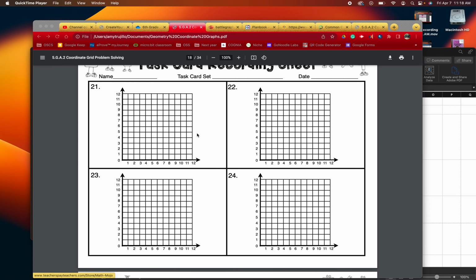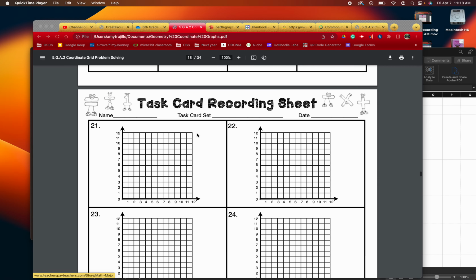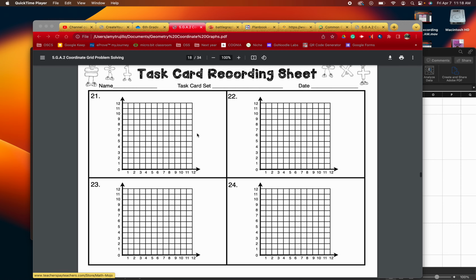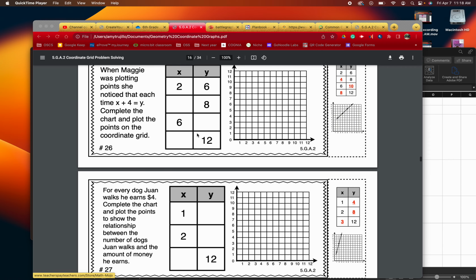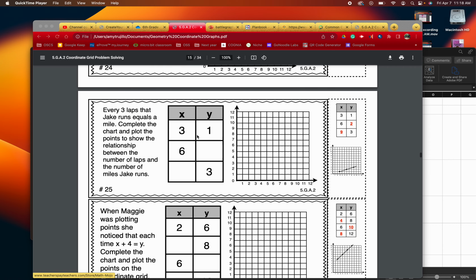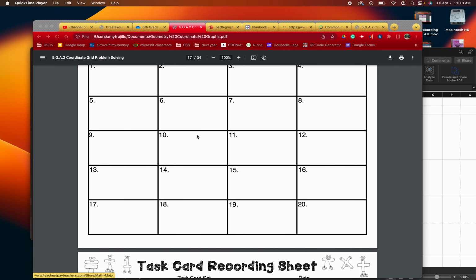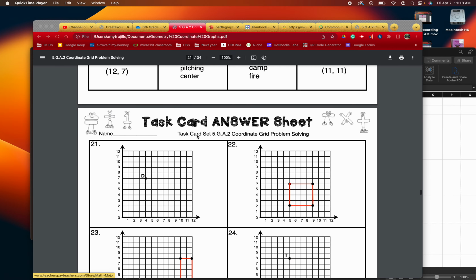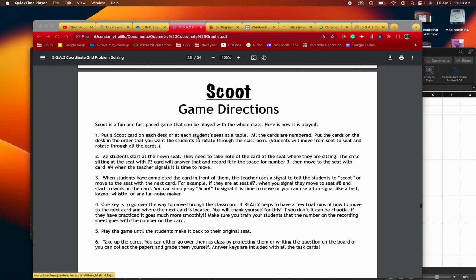Here's also the task card recording sheet for the upper ones. Numbers 21 through 28 have a coordinate grid for them to use. This does not have the 4 quadrants of the coordinate grid, but it's still a good review to get them started. You learned this, you should have been taught this last year. We're going to continue on this, and then we're going to move into, say, the battle graph, where it actually has the 4 coordinate planes. And here are the answers.